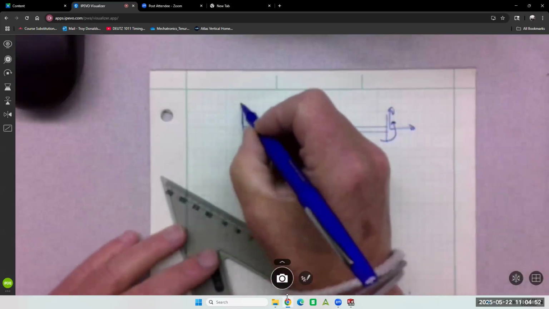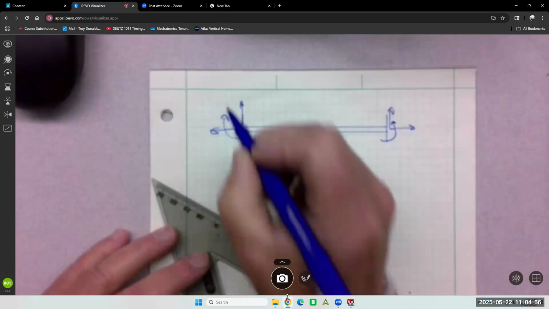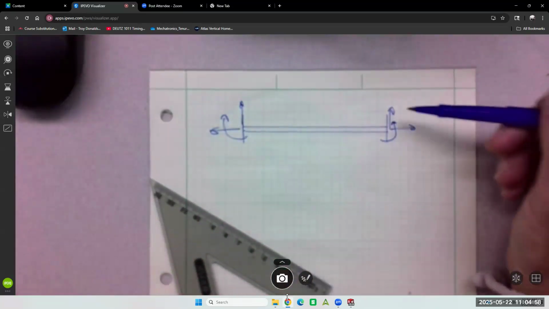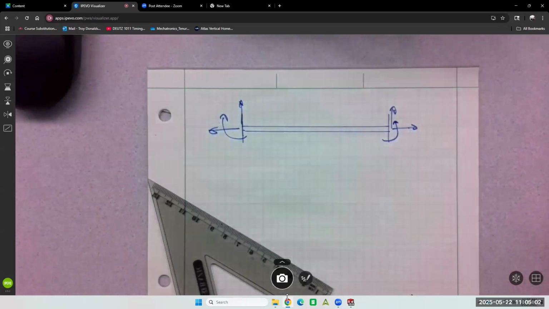So this is what we call statically indeterminate. The reason is 1, 2, 3, 4, 5, 6 unknowns. Your 3 equations are not going to solve for that. So how would you solve that? Software. Or a multivariable problem, which I probably wouldn't even go there. Yeah, absolutely, Alex.